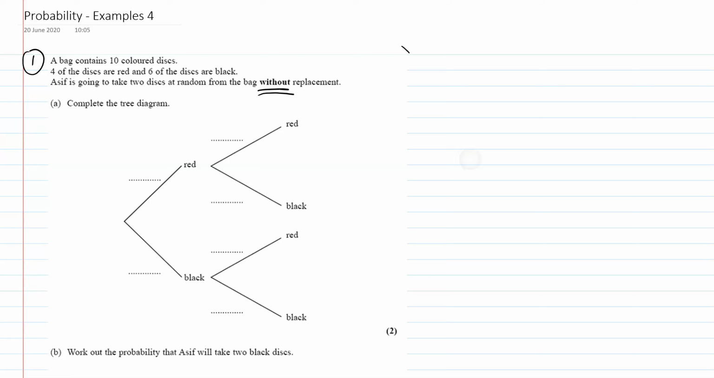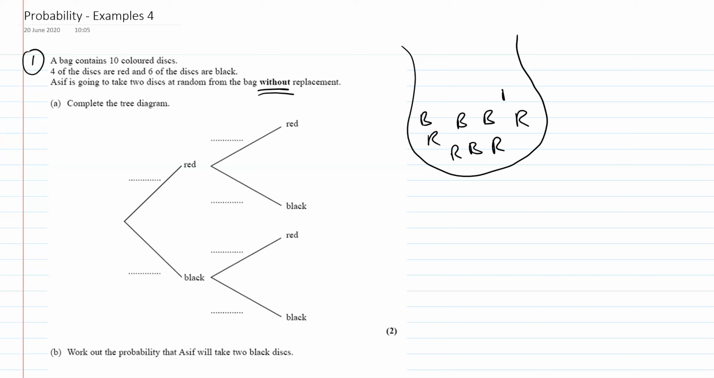So here we've got a bag with 10 coloured discs, so you can imagine 10 discs in this bag. 4 are red, I'll just call them 4 R's for the red, and 6 are black. He's going to take 2 discs at random from the bag without replacement. So that means if he takes a black disc out, the next time he pulls one out, it's gone. The black disc is now outside the bag. So you'll notice that has an effect on what's going on in here. But let's go from the top.